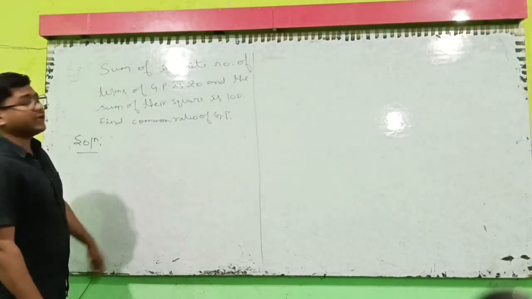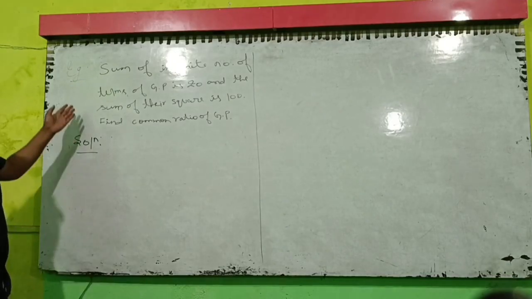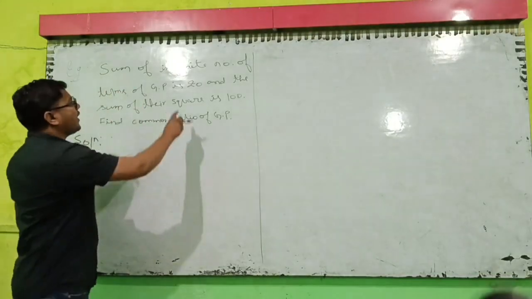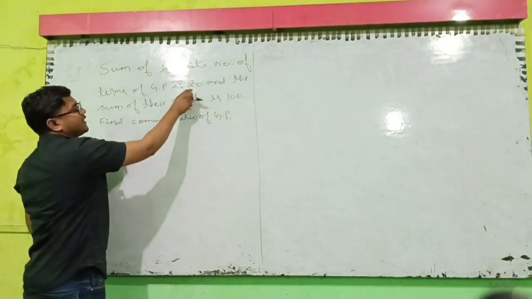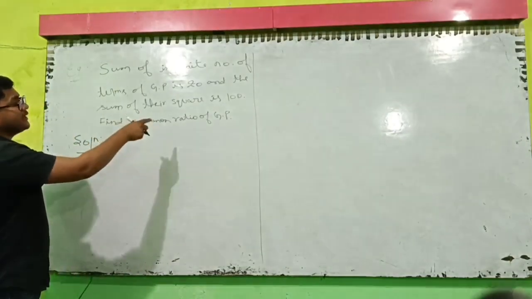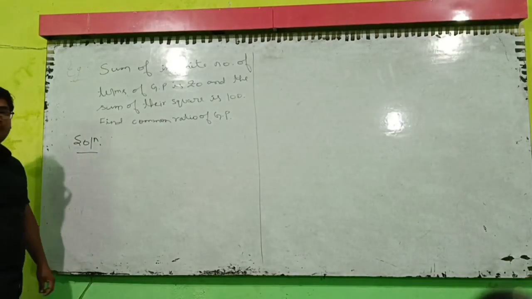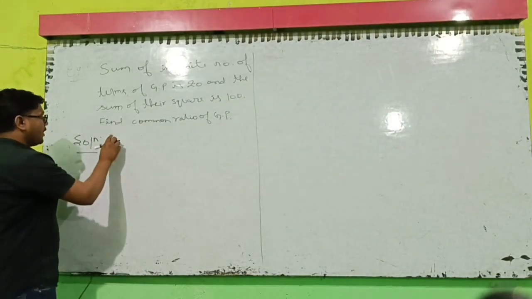Now we take another example of infinite geometric series. The sum of infinite number of terms of the GP is given as 20 and the sum of the squares of its terms is given as 100. Now we have to find the common ratio of the required GP. Now let's solve the question.